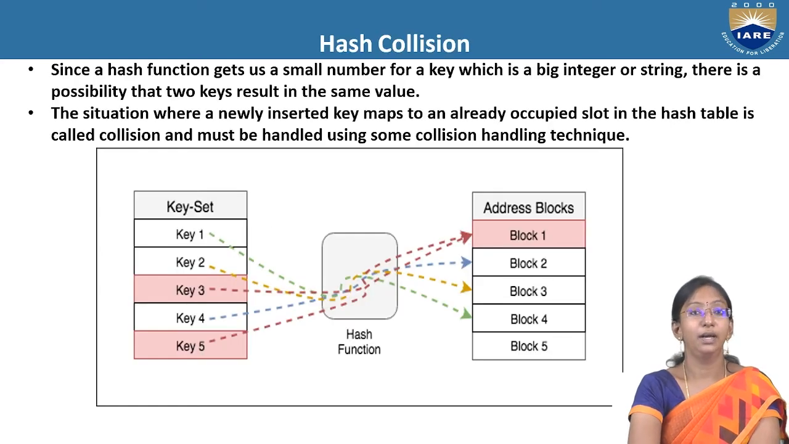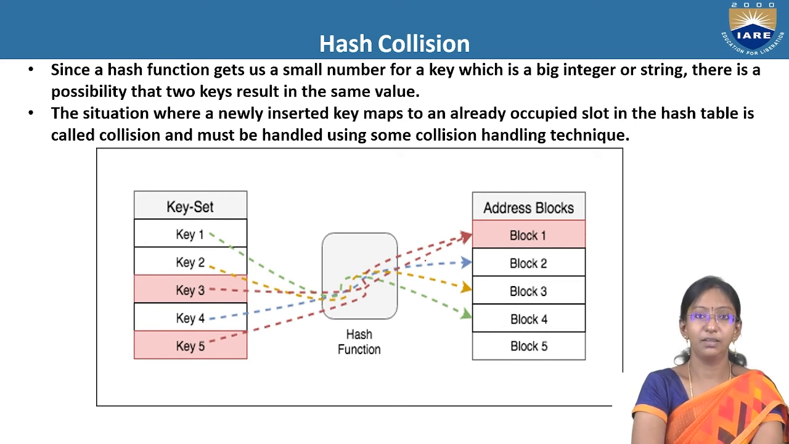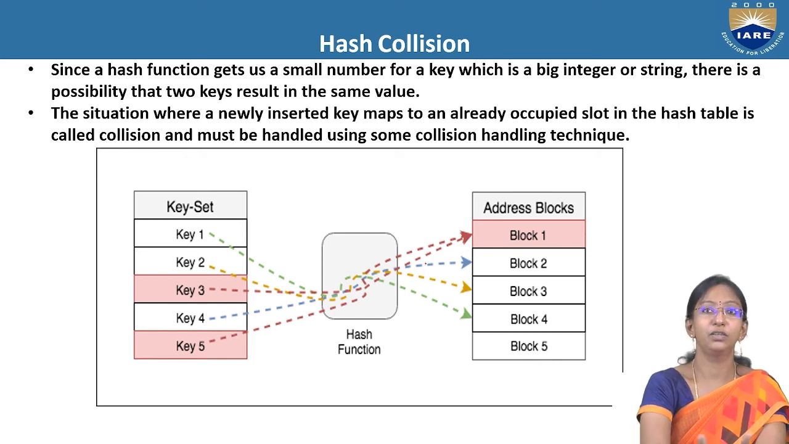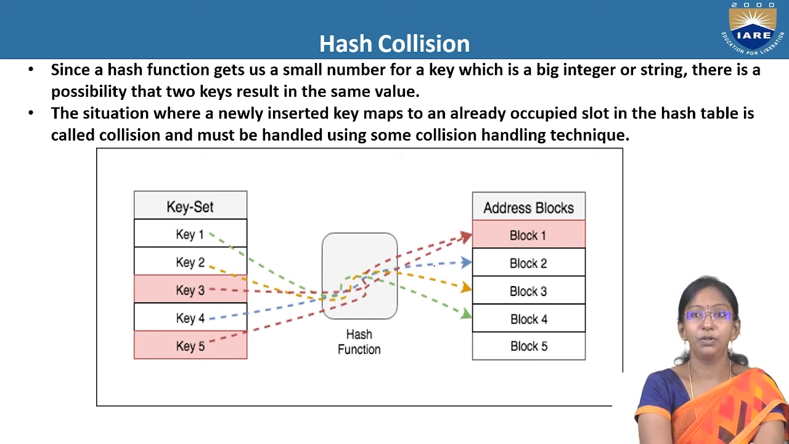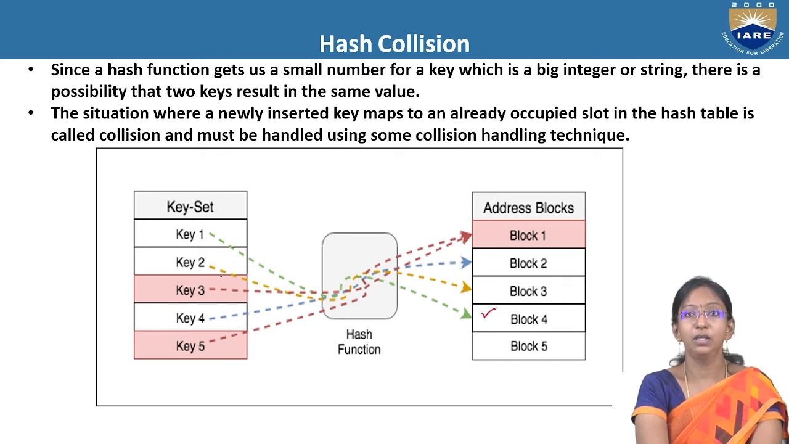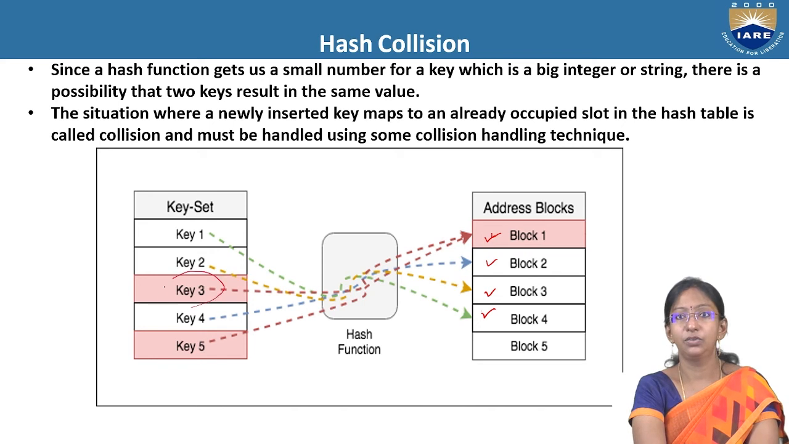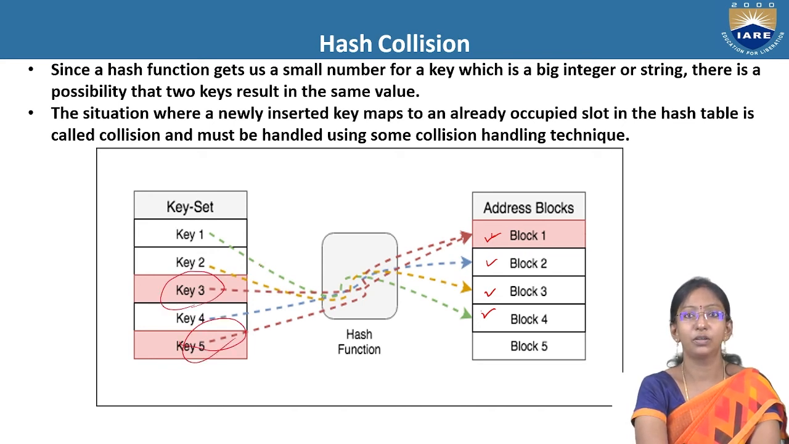Whatever function you adopt, you will get collisions. That is the basic fun. To overcome these collisions, have a look at this picture. Key 1 is mapping to block 4, sorry, key 2 is mapping to block 3. Key 3 is mapping to block 1, key 4 to block 2, whereas key 5 is again to block 1. That is, key 3 and 5 got a collision, right?